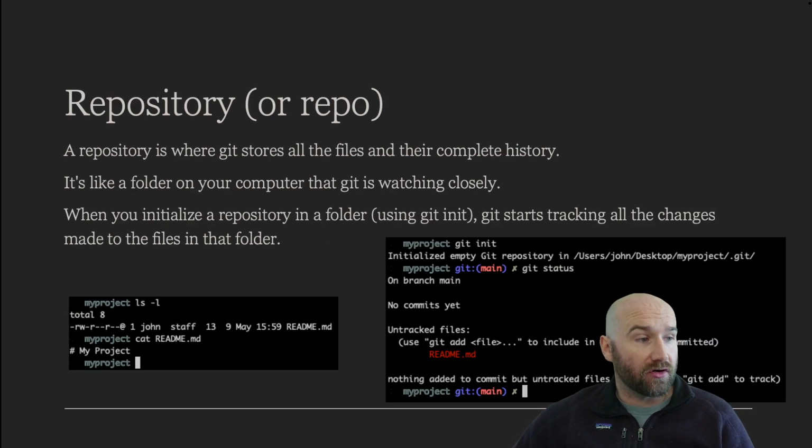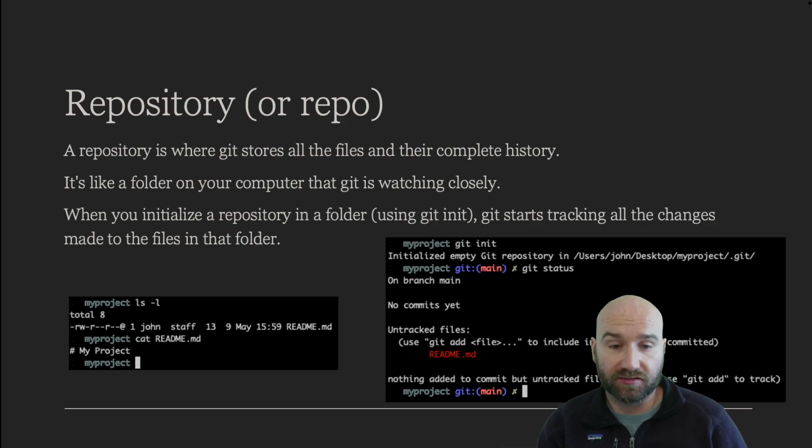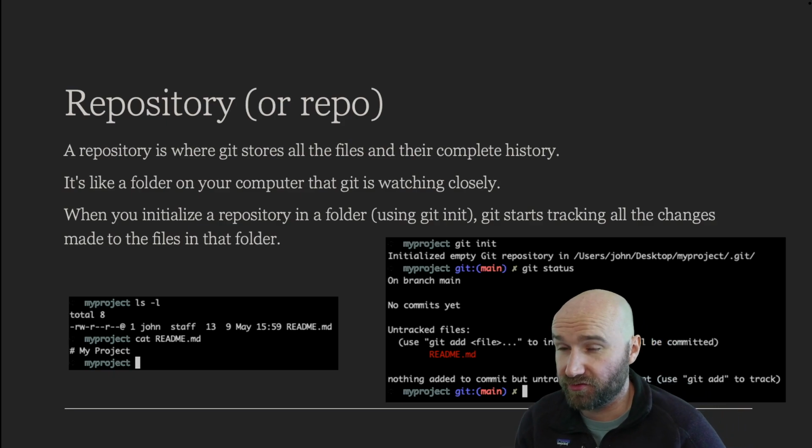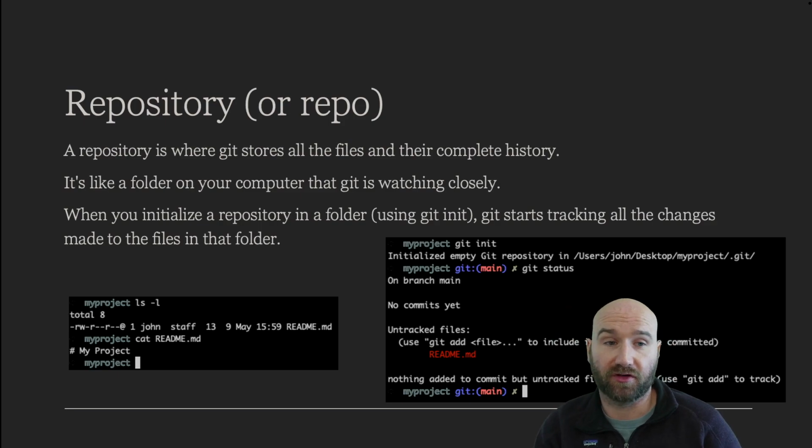One thing you will always hear people saying when they talk about Git and version control systems is repository, or repo. It's one of the abbreviations that I actually use. A lot of abbreviations annoy me, but repo not so much. So a repository is where Git stores all the files and their complete history. It's like a folder on your computer that Git is watching closely. When you initialize a repository, you use git init, and Git starts tracking all the changes in this folder.